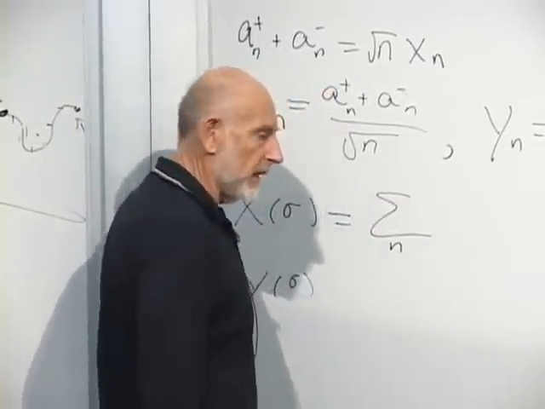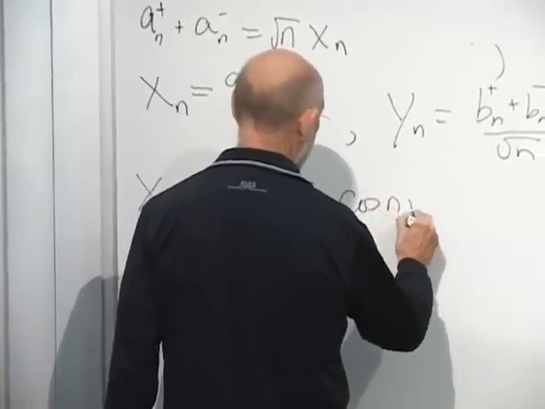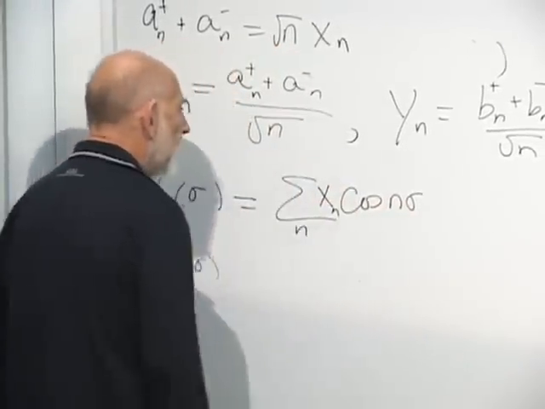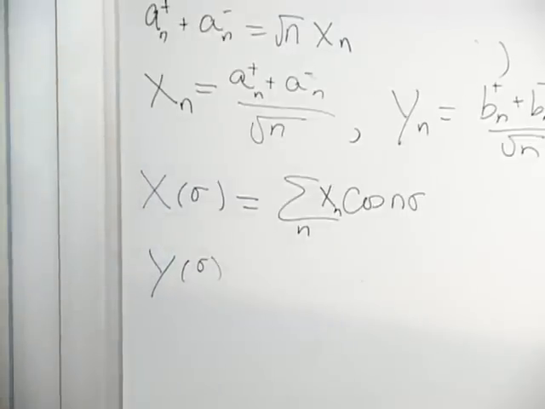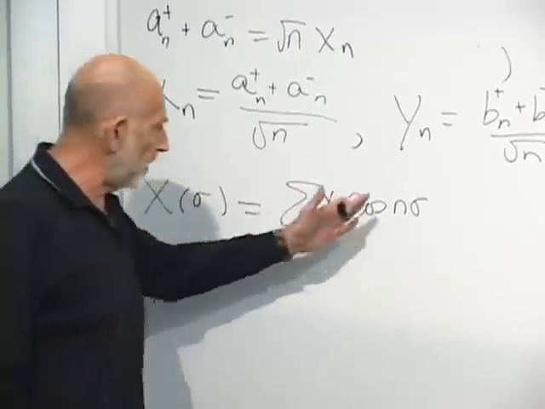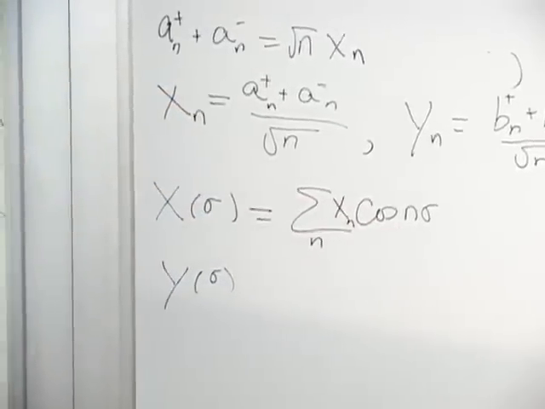write that this is the sum over n of cosine of n sigma times, let's call it x sub n. And what is x sub n? X sub n is simply the Fourier coefficient of the nth cosine wave in the Fourier expansion of x. And likewise with y.